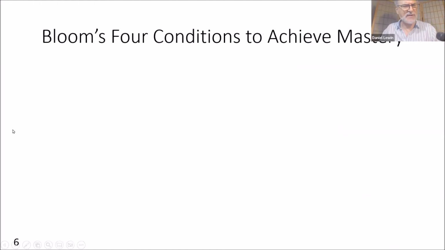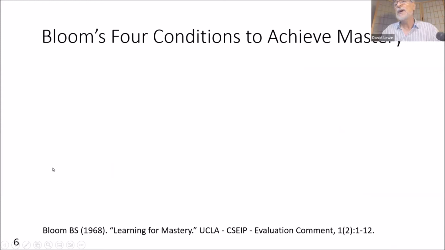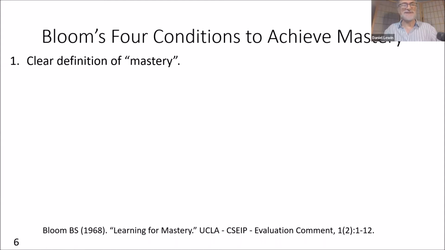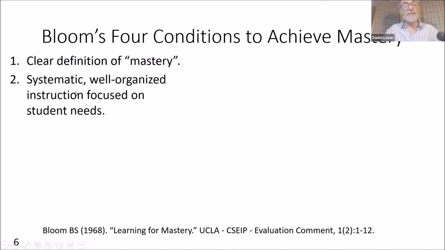In 1968, for example, he very, very succinctly wrote down the four conditions that are required for a student to achieve mastery. Well, the first thing we need to do as teachers is to define what we mean by mastery. What is it the student has to be able to demonstrate to show us that he has mastered the material? Second thing that we need to provide the student is a systematic, well-organized set of instructional materials which are focused on the student needs.